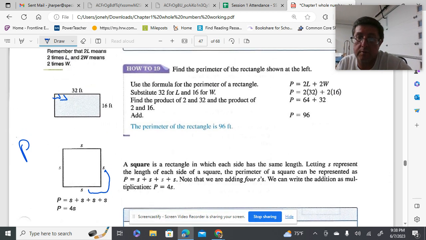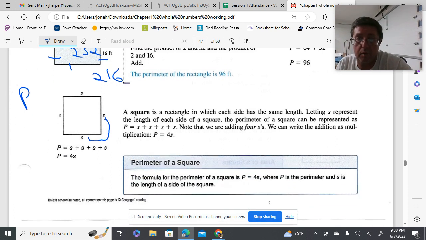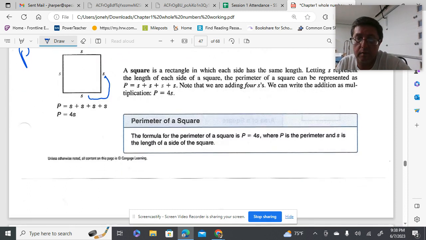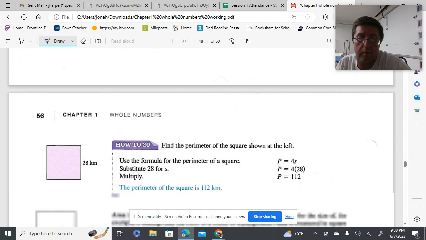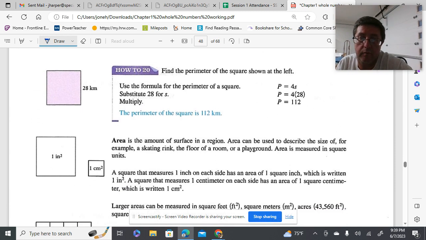So, actually, up here, this was still talking about perimeter. So we take 2 times 32, which would give you this plus this, and be 2 times 16, which would be this plus this. 2 times 16. Now, I really don't sweat that a whole lot. Okay. So, use the formula for perimeter of a square.